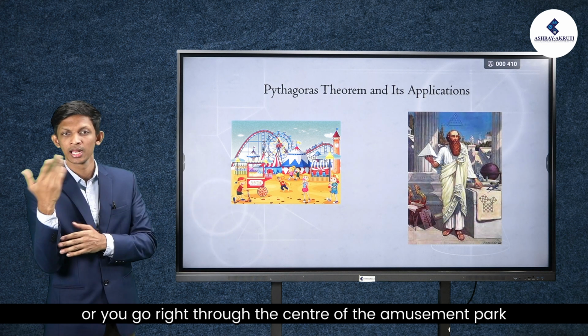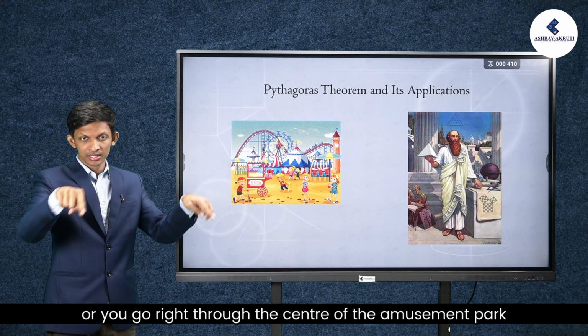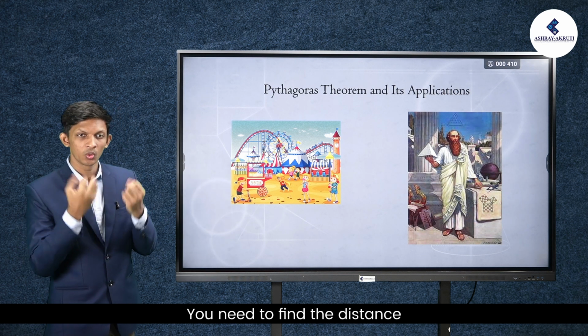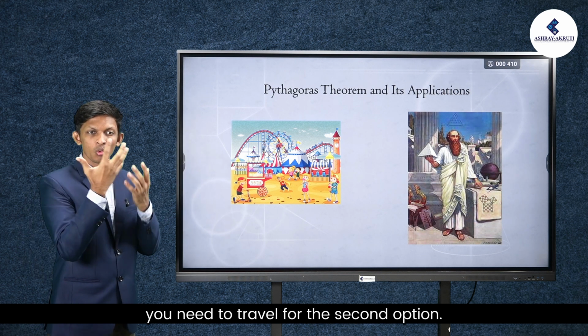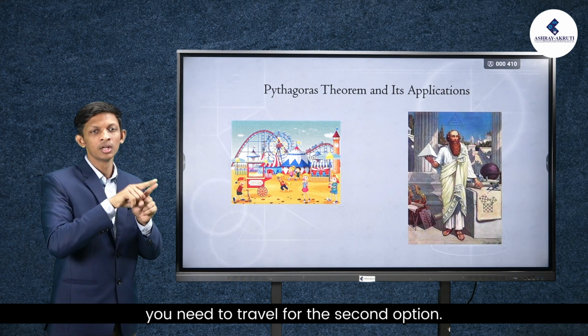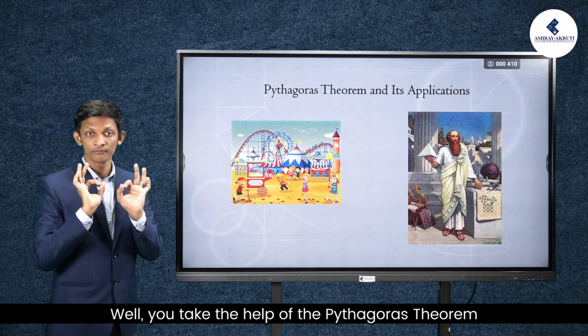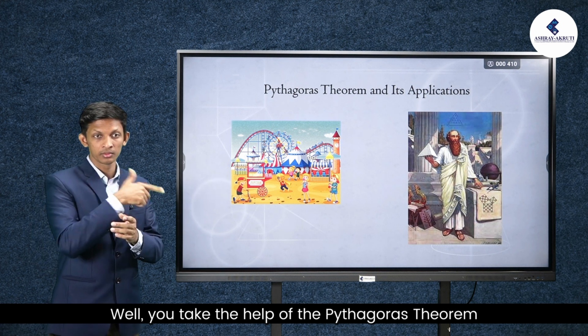Or you go right through the center of the amusement park, walking diagonally. You need to find the distance you need to travel for the second option. How do you do it? Well, you take the help of the Pythagoras theorem.